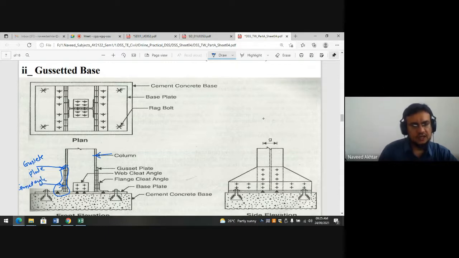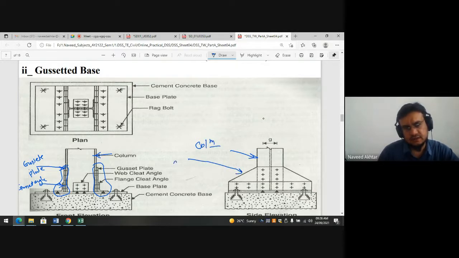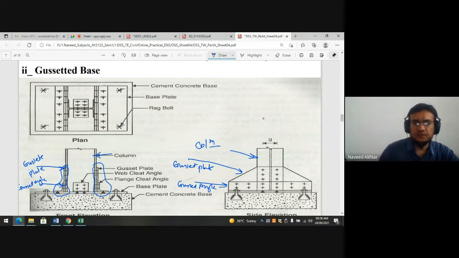So the bearing area of this column is increased by using the gusseted material. The gusset material: this is your column, this is your gusset plate, and this one is your gusset angle. So this is making the column with a large area.